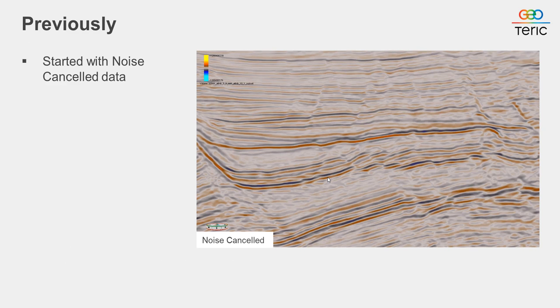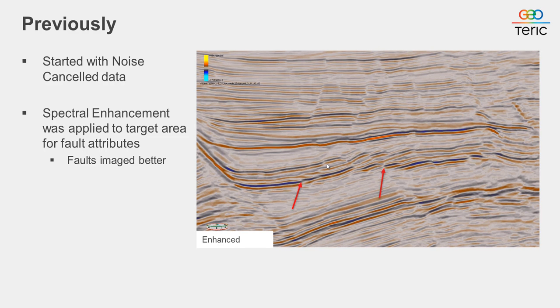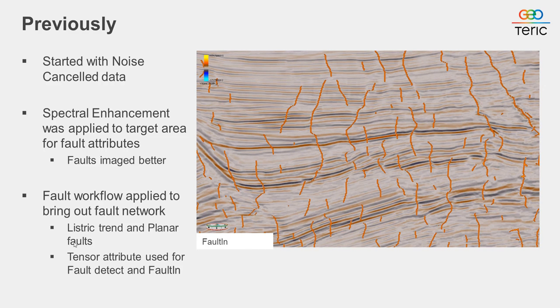So in the last session, we did some fault work, and what we did is we started with our noise canceled data, and then we applied a spectral enhancement in the target area to bring out these faults better. And as you can see on the enhanced data, these fault cuts are much clearer now, so that we can run them through our fault expression workflow. And when we did that, we determined that the tensor attribute was best for picking up both the planar faults and the more listric faults that we had in the data set.